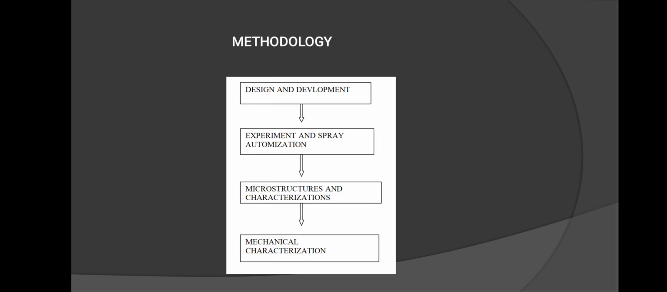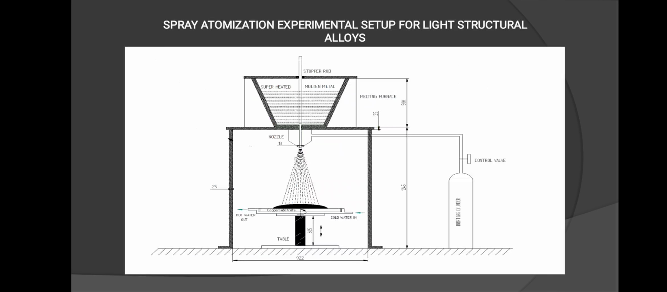Methodology. This is a block diagram which contains the steps or methods in which the process occurs. First, design and development. Second, experimental and spray automation. Third, microstructure and characterization. Fourth, mechanical characterization. Spray automation experimental setup for light structure alloys.